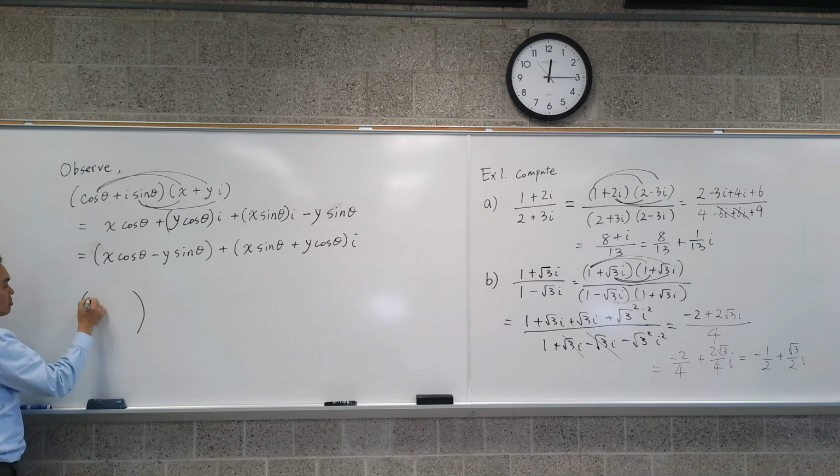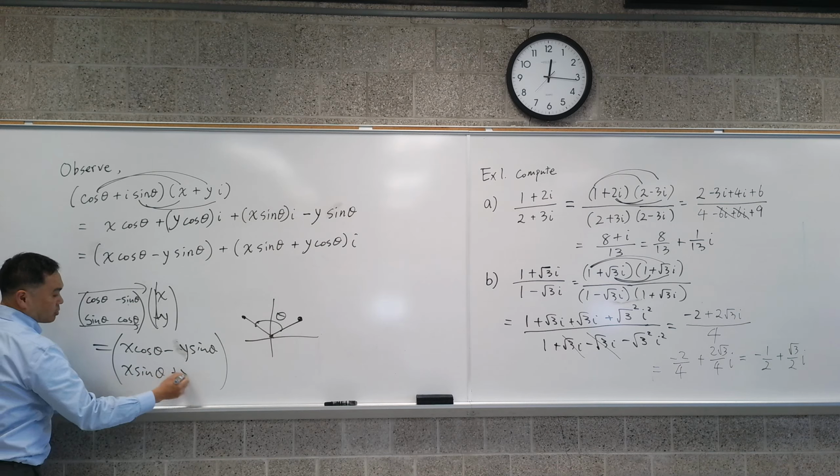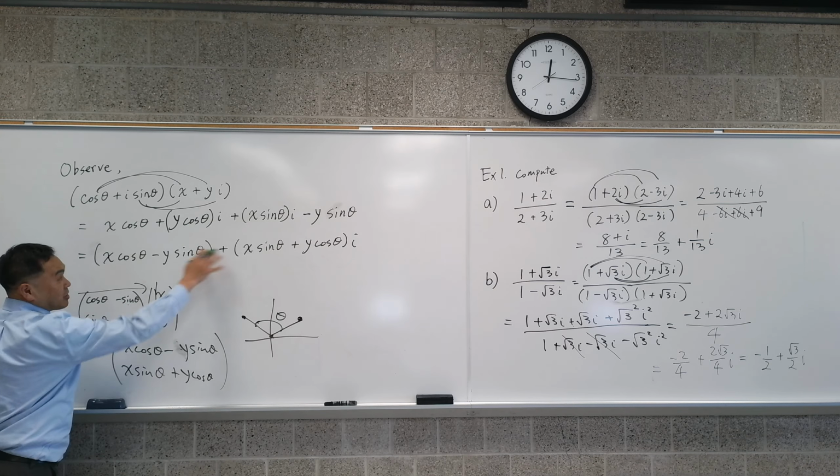If you do across and down, you get x times cosine theta minus y times sine theta as the x coordinate. And then if you do across and down, this is x times sine theta plus y times cosine theta, which is exactly what you see here.